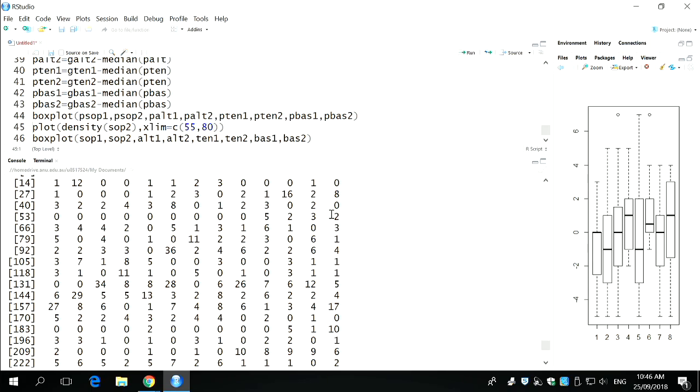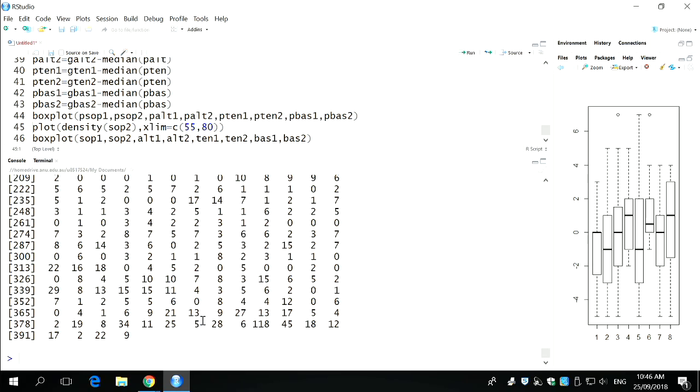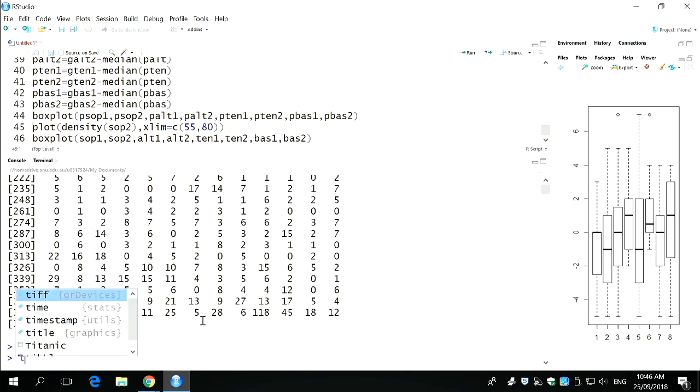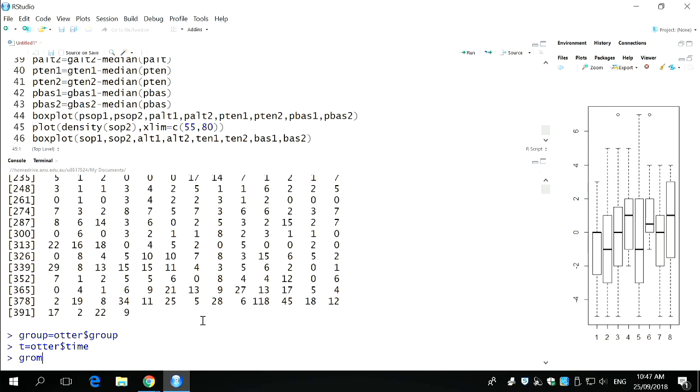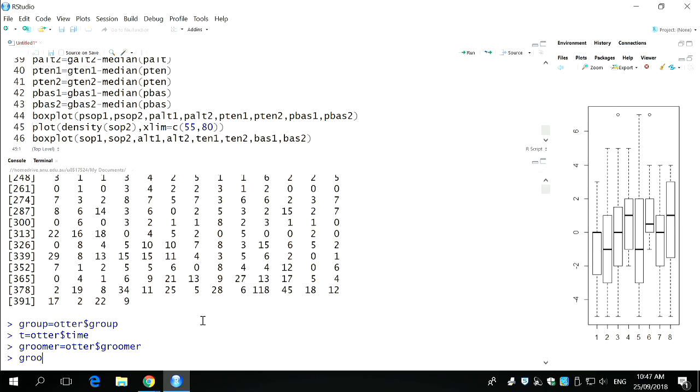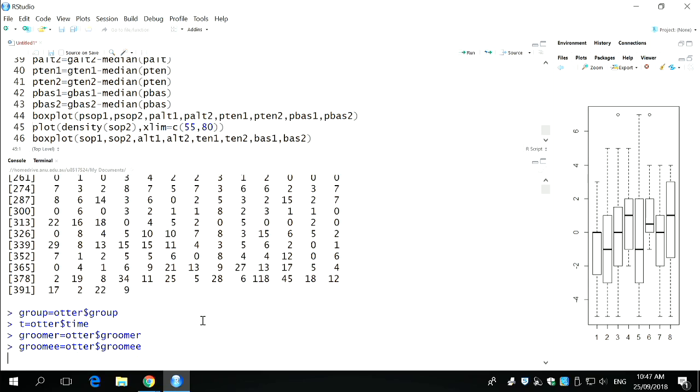Okay. So let's get you started. The first thing you're going to want to do is something like group equals otter dollars group, because you don't want to be typing that all the time. T equals otter dollars time. Groomer equals otter dollars groomer. Groomee equals otter dollars groomee, and so on. Season equals otter dollars season.